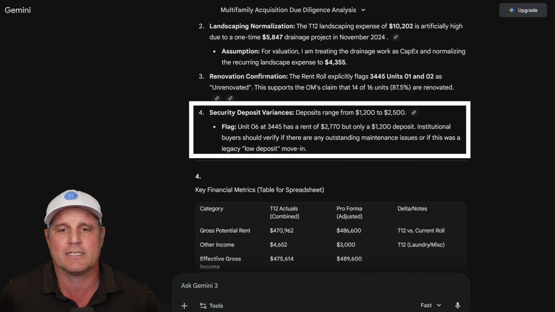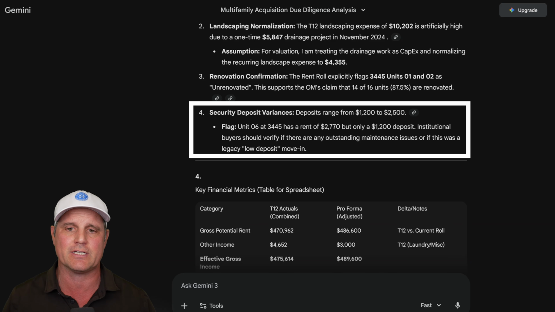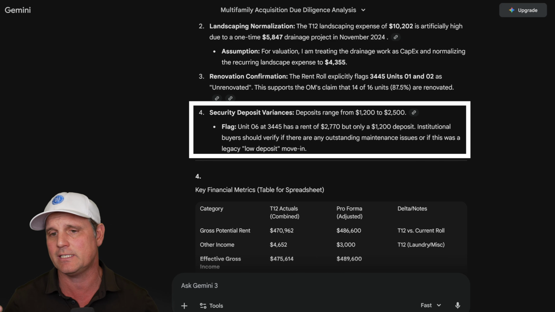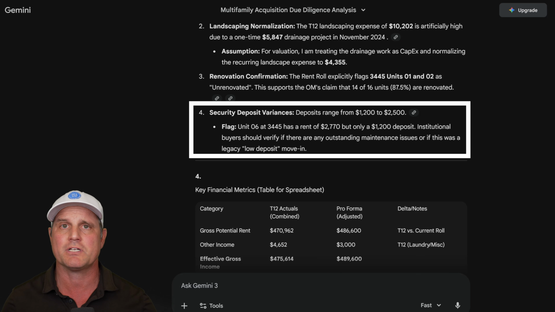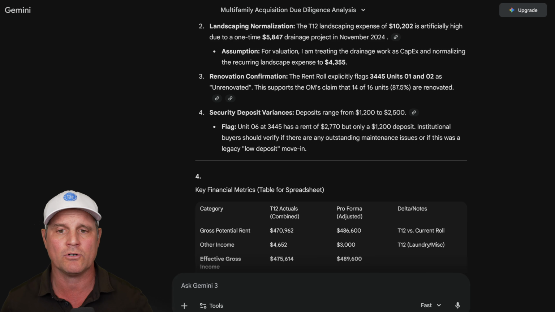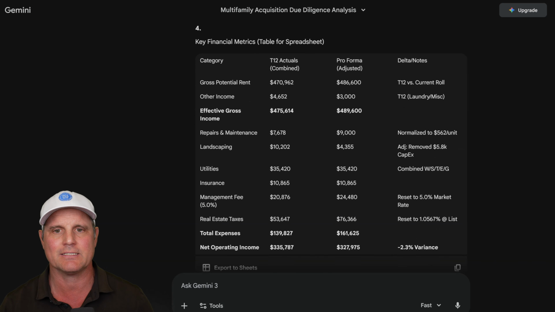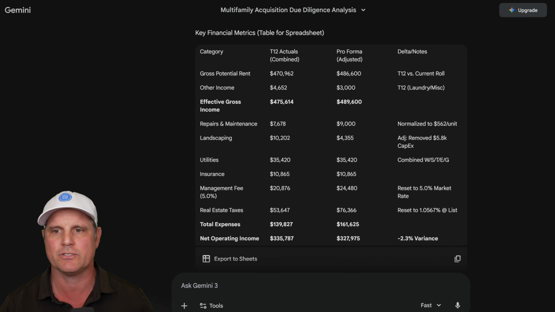And what it's saying is that there's a low security deposit for unit 6. Rent's $2,770. Security deposit is $1,200. Just something to ask the agent on. Very typical when there's a renter who's been there a long time that the deposit hasn't increased with the rent. This is amazing data to look at, and then it breaks it down into a spreadsheet.